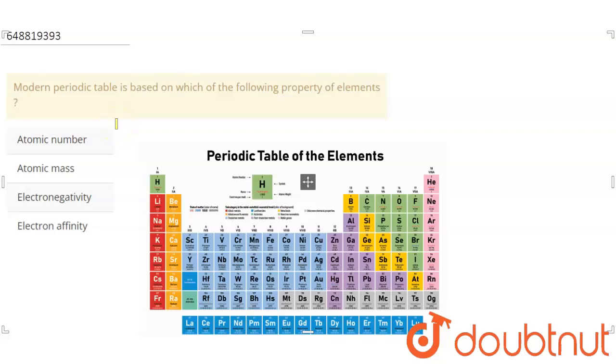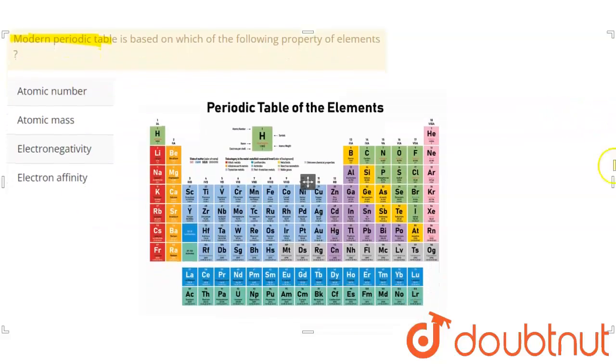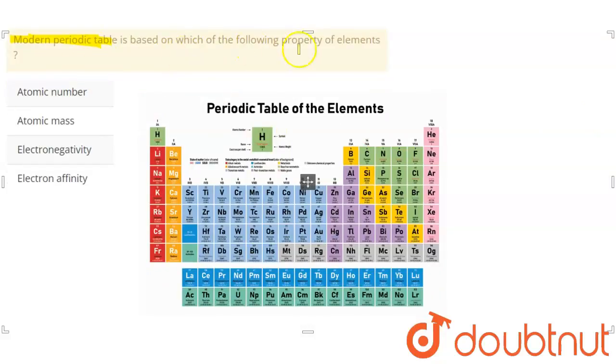Hello everyone. The question is: modern periodic table is based on which of the following property of elements? Atomic number, atomic mass, electronegativity or electron affinity. So we have to know which property the modern periodic table is based on. This is the modern periodic table image for reference.